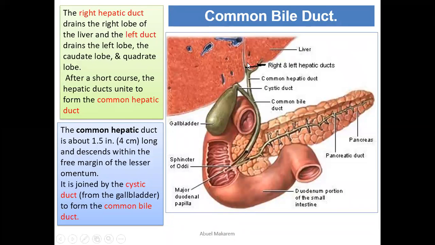So here you can see these are the two hepatic ducts which join together to form the common hepatic duct. The common hepatic duct joins with the cystic duct, this is the cystic duct coming from the gallbladder, to form the common bile duct, which is going here.